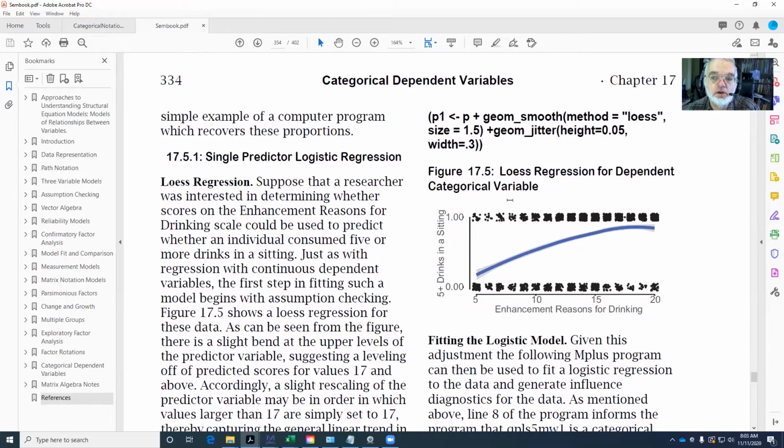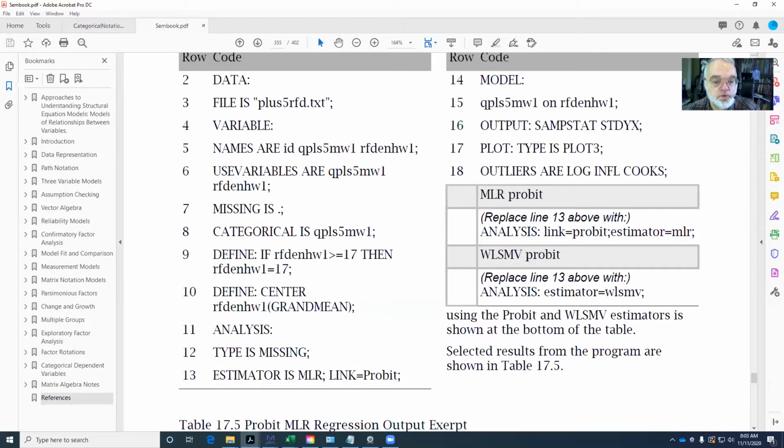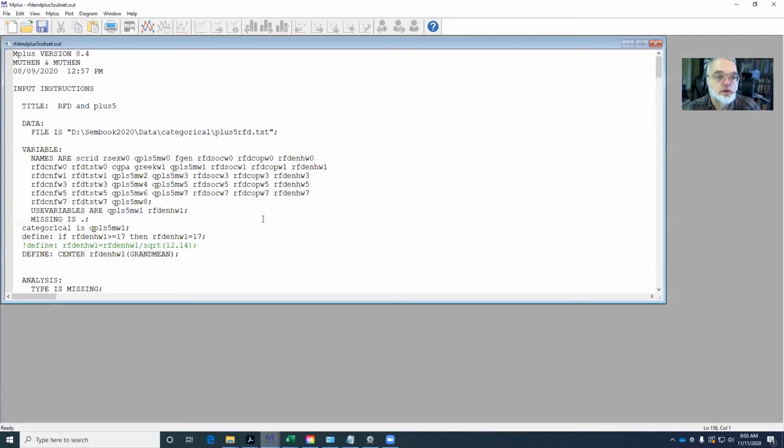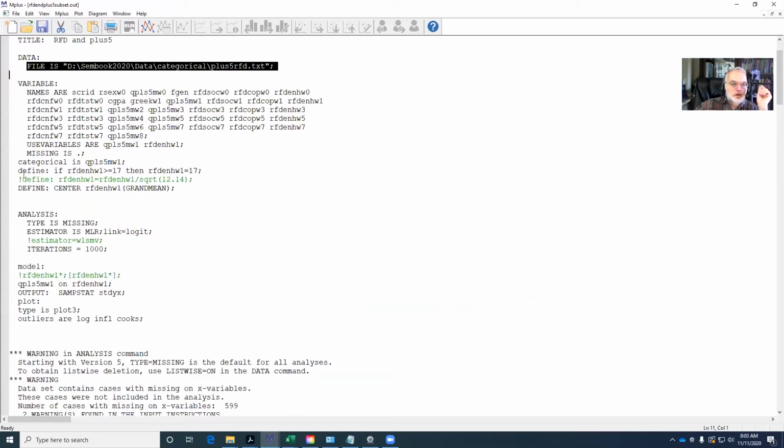So the data set that we're looking at is this data set, and we did a little bit of a correction on this in terms of the range, and we're looking at the Mplus program. So if we come into this program code, this is what it looks like, and I've sent this out to you. So, here's our file that we're analyzing. Here's a little bit of code that I put in to recode values that are bigger than 17 to be 17 because of the nonlinearity we saw from the lowess regression. And here's the statement that says the single predictor variable is a categorical one.